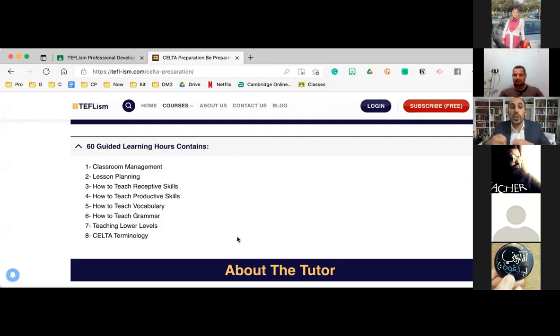How to deal with lower levels and the teaching terminology, and a recap on the whole course in the final session. A quick revision on the whole course. Actually, it's designed to help you become an excellent teacher.